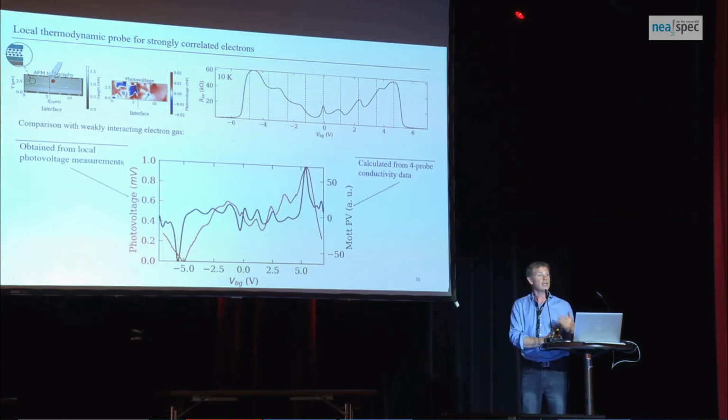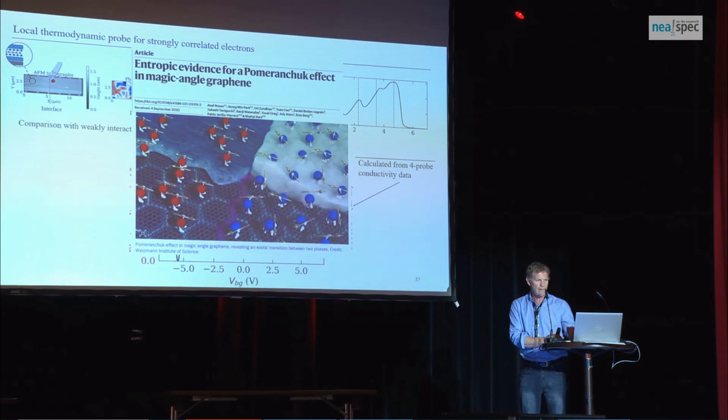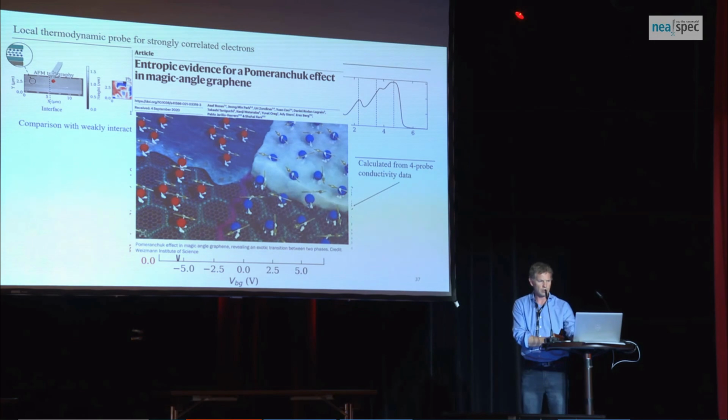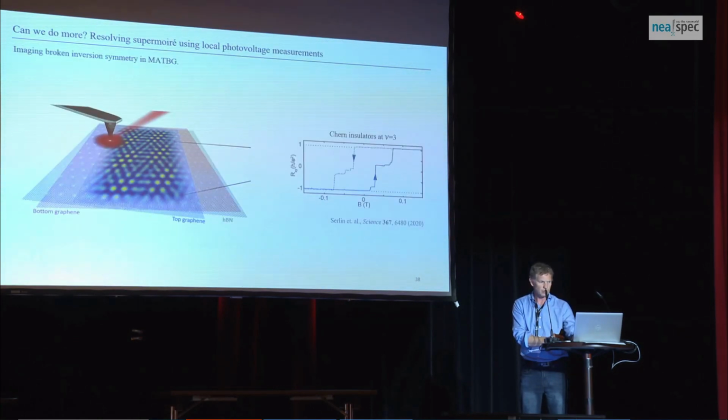Entropy is a very important parameter to measure in these correlated systems. People have studied the Pomeranchuk effect in magic angle graphene, which is related to the fact that you cool down the system and the entropy goes up. So it's kind of counterintuitive. And this is what we see, I think, in our near-field photocurrent measurements.